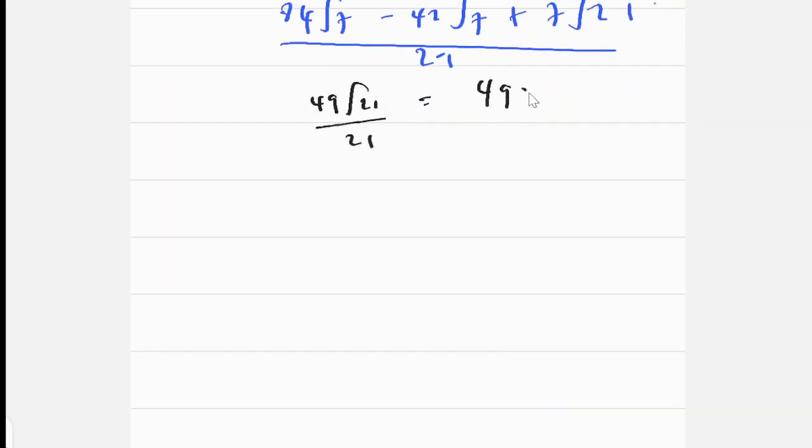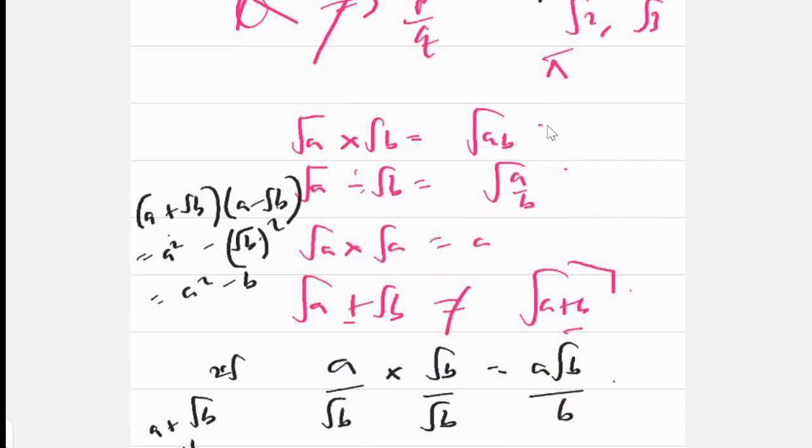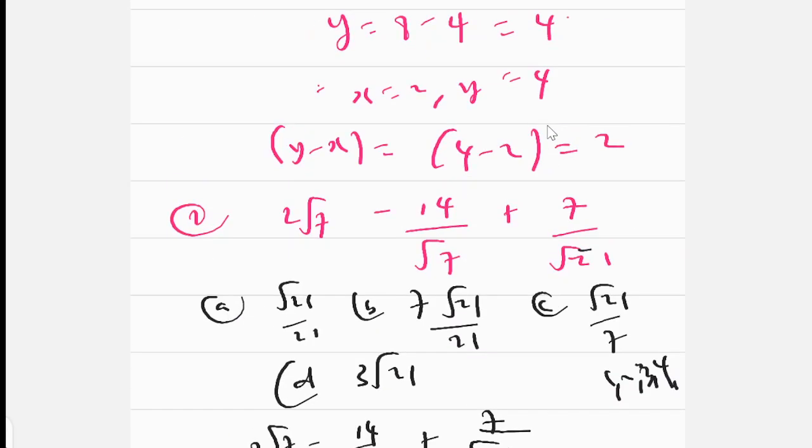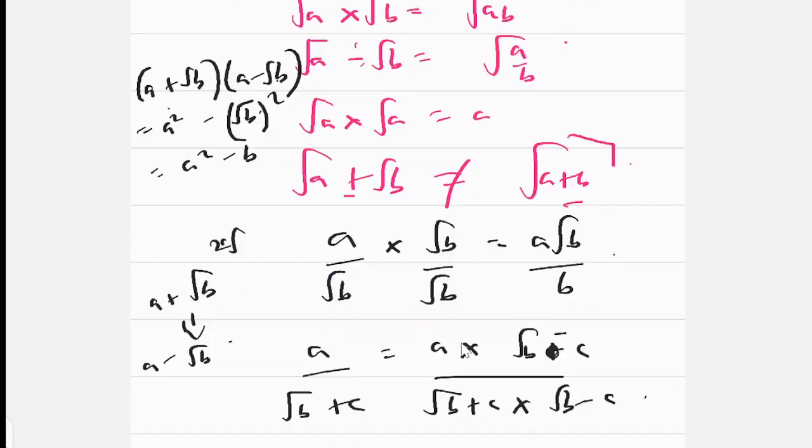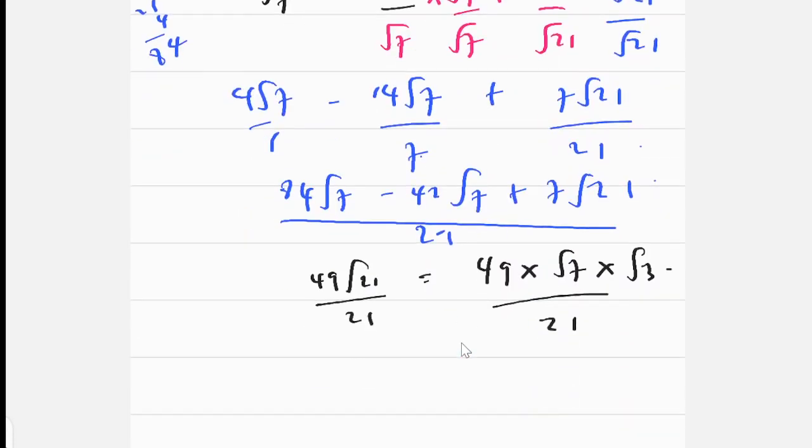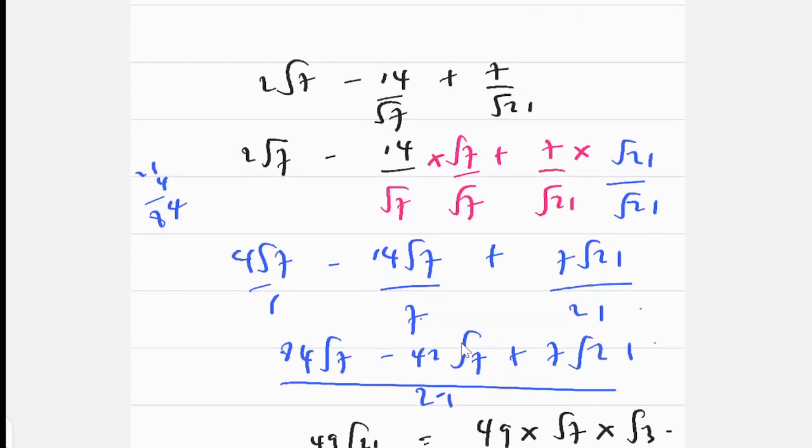You know, this can be 49 times root 7 times root 3 divided by 21. I hope you understand now. So I'm thinking of a way of marrying these together. I think it is possible. Let me see if the answer is in row 3. I think perhaps we might have made a mistake. Let me check it again.